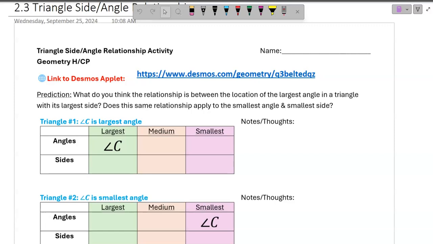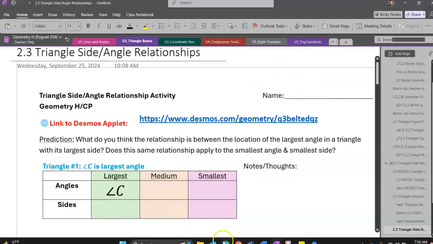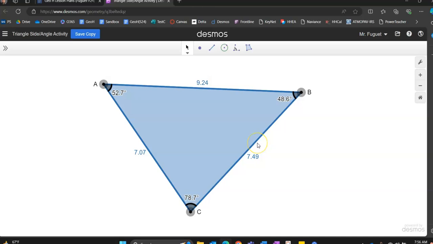Take a moment if you want and jot your ideas down here to the right of where it says prediction. Because what we're going to do in this activity is work through some examples to help you generate a rule for this. And we're going to do that by going to Desmos. This link right here is going to bring up a triangle that I've already constructed for you. So let's hop over to Desmos, and here it is.